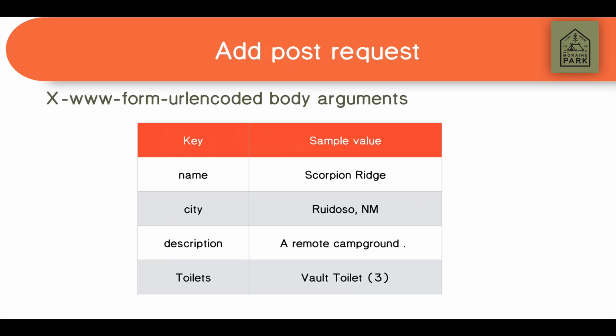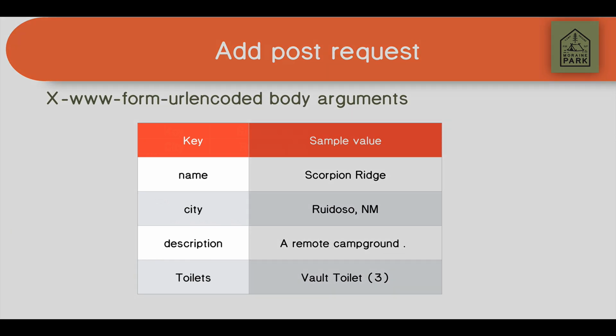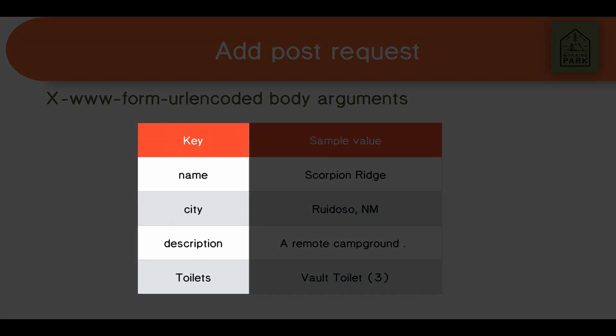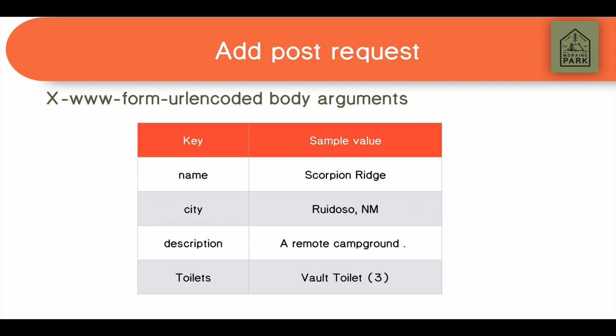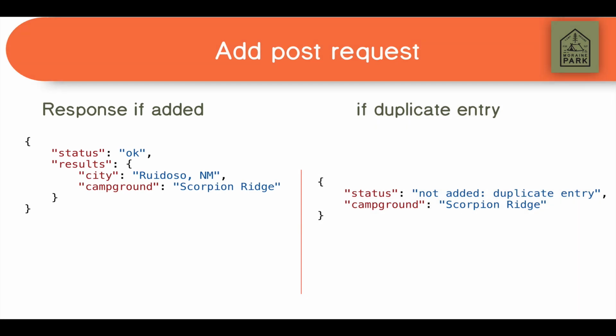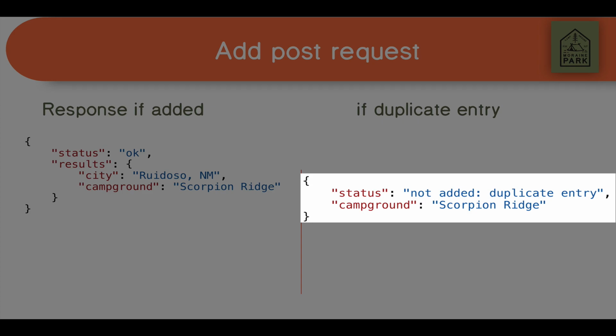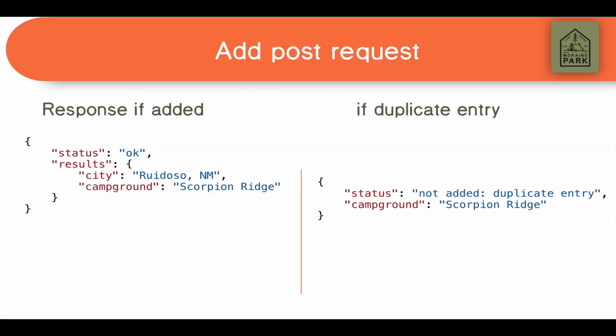Finally, we'll be able to add entries into the database. So for that, we'll use an add post request. And the values there will be URL encoded body arguments. So the keys are name, city, description, and toilets. And I give sample values there of what that would look like. So if we were successful, we'll just say again, status OK, and we'll just echo back the city and the campground looking like what's on the left. And if it's a duplicate entry, we'll say so. We'll say status not added, duplicate entry. So that's what we're trying to implement.